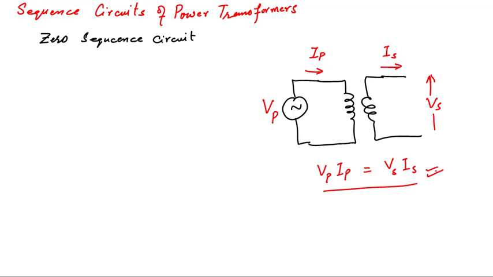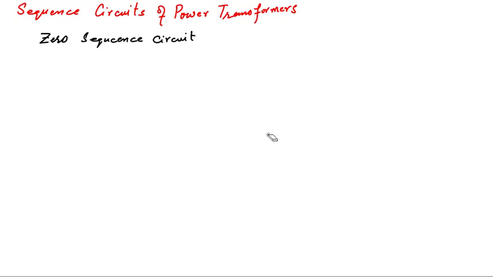In a transformer, it is not possible to have a current only at one side that does not have its replica on the other side. By keeping these basics of the transformer in view, now we are going to draw zero sequence circuits of the power transformer for different configurations. So let's start from the first configuration.